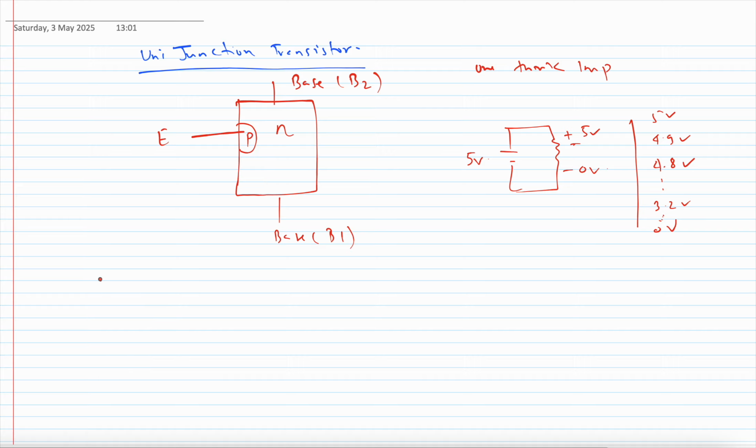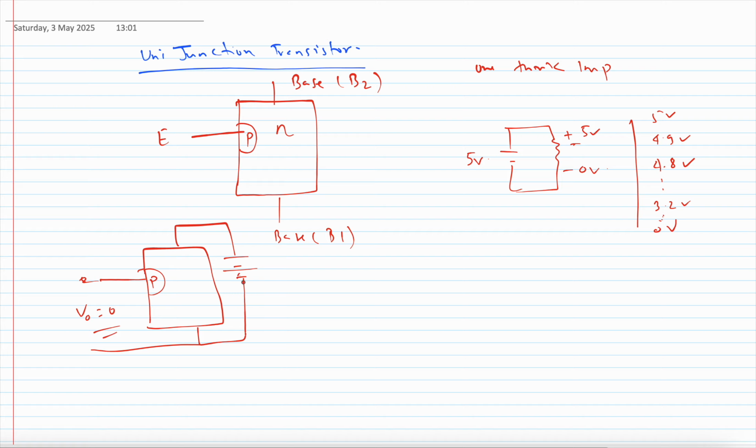First of all, how a BJT works is, this is P and here I connect VBB. Here no voltage is applied, 0. Nothing. In this case, this is B2, this is B1. Here more voltage appears and here less voltage appears.